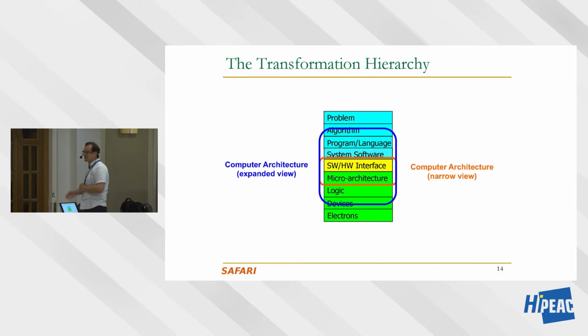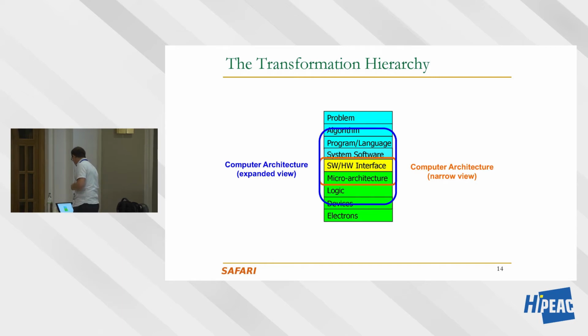Okay, so this is the transformation hierarchy. You're going to see that later on also, but essentially the way I think of computer architecture is not like this. This is a narrow view of computer architecture. You look at the software and hardware interface and microarchitecture. We'll take a much more expanded view of architecture, which really covers all the way from algorithms to devices.